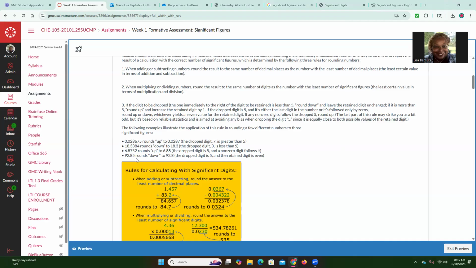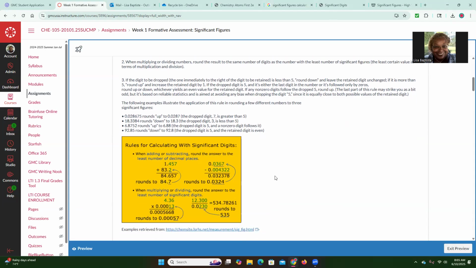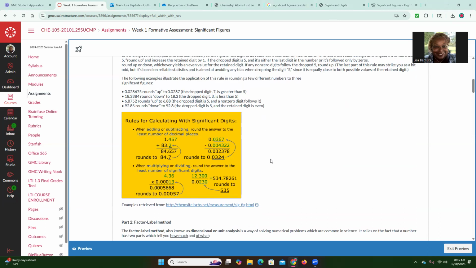So let's look at another one. We have 92.85. So we have an 8 as the last number we're keeping. We're dropping the 5. The dropped digit is 5 and the retained digit is even, so that means we keep it the same, 92.8. Okay. So that gives you examples of rounding. But now let's look at examples of the calculations.